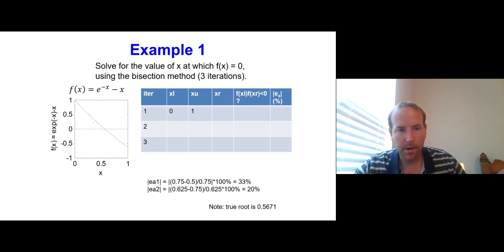So say we've got this function right here, e to the minus x, and we start out with a lower and upper bound at 0 and 1. Okay, so the first thing that we can do is calculate what xr should be. xr will be halfway in between them, so it would be at 0.5. Okay, so it would be about here.